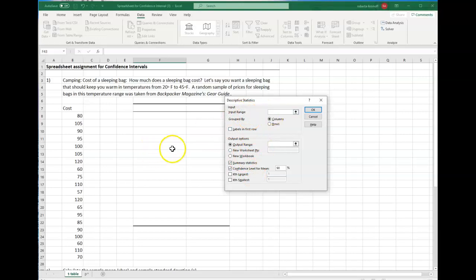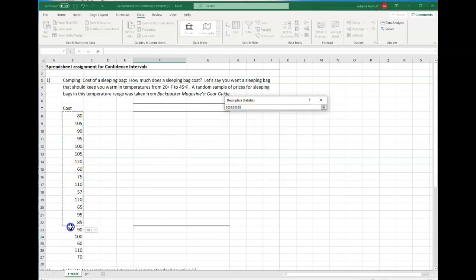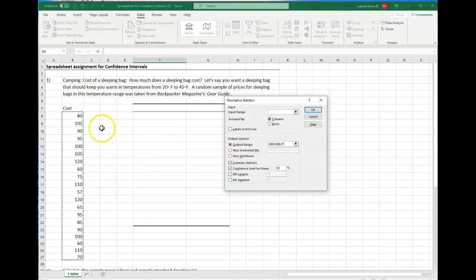All right, so the first thing we want is the input range, and I'm not going to include the cost. If I were including the cost in there, I would have put labels in the first row, but I didn't put that there. Now I have the output range because I want it on this worksheet, and I'm just going to click one cell. That's all we need to do.